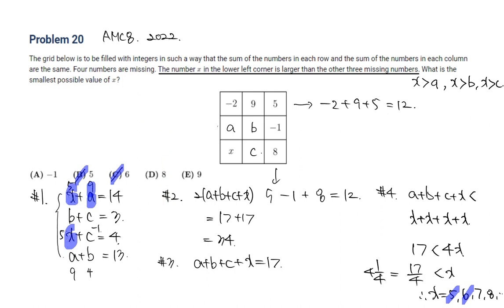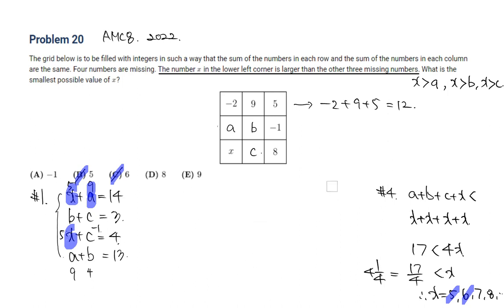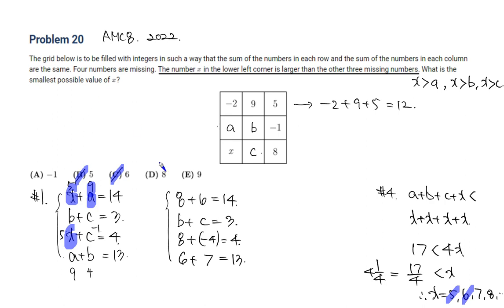So the last step is making sure that when x equals 8, it all works out nicely. We got 8 plus 6 equals 14. And b plus c is still 3. And I got 8 plus negative 4 happens to be 4. We have 6 plus 7, which is equal to 13. And we get 7 and negative 4. It all works, and x is the greatest out of all 4 numbers. Hence, we get the answer D.